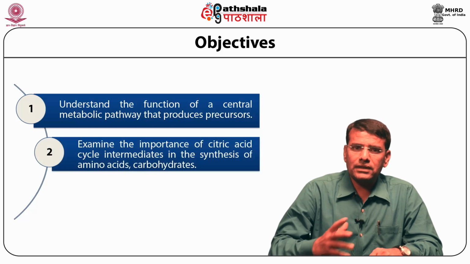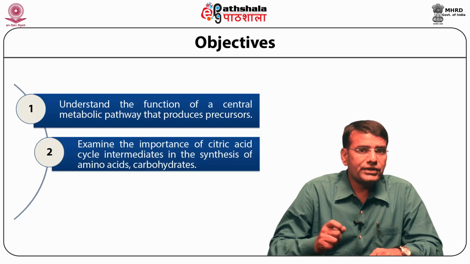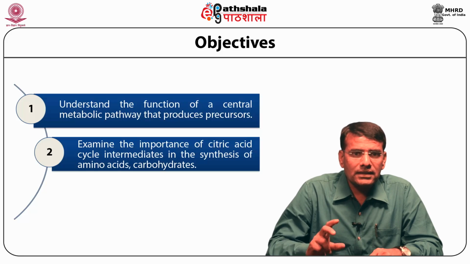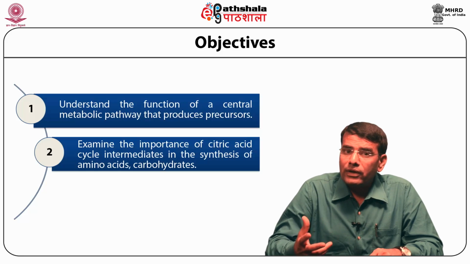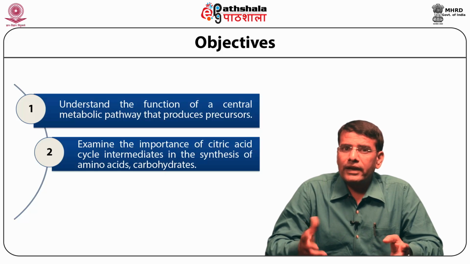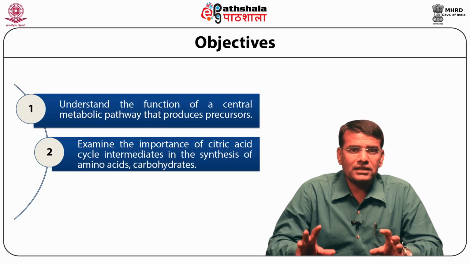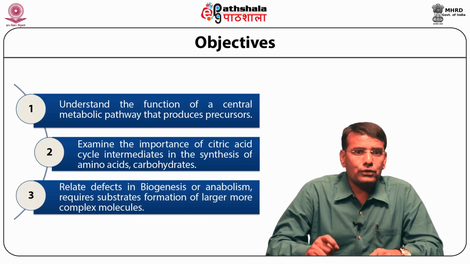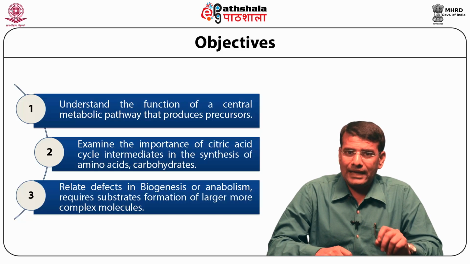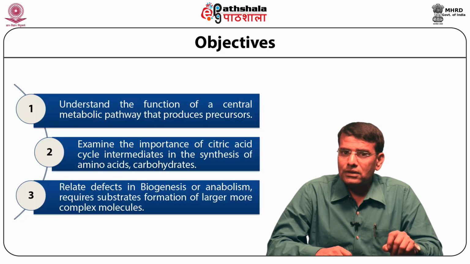We will also try to see the importance of citric acid cycle intermediates in the synthesis of several amino acids and carbohydrates. We know that various amino acid synthesis begins at different points of citric acid cycle. We will also try to relate defects in biogenesis or anabolism, which requires substrate formation of larger, more complex molecules.